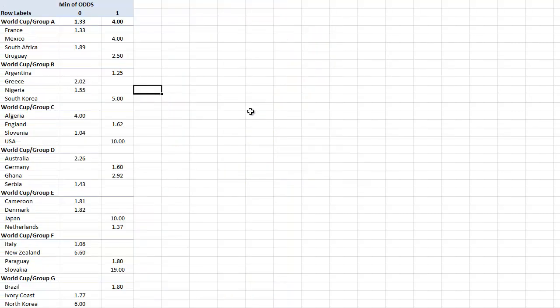If you look at the to qualify market, the 0 at the top here represents a team that failed to qualify, and the 1 represents the teams that did qualify. So if you actually look at this, you can see in Group A, France failed to qualify at 133 and South Africa at 189, but Mexico and Uruguay did. Argentina did, but Nigeria didn't here. England did, but Slovenia didn't. And of course these include in-play traded odds as well, so don't get distracted by that.